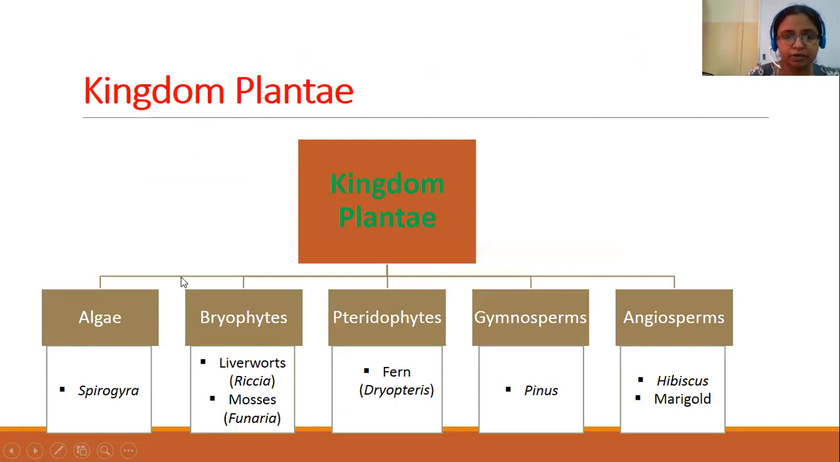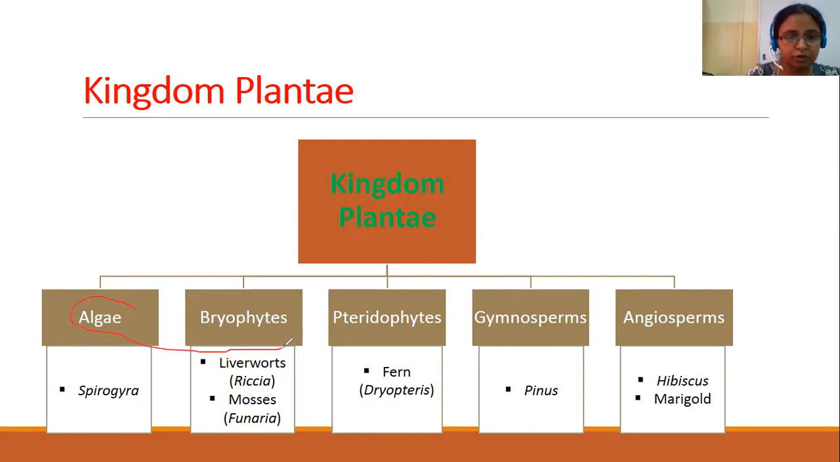This is the kingdom Plantae, to which all the green plants belong. That's why it is also called the kingdom of the plants. Now, this kingdom is very big because on our living earth a huge diversity of plants is present. So this kingdom Plantae is further divided into five groups: algae, bryophytes, pteridophytes, gymnosperms, and angiosperms.